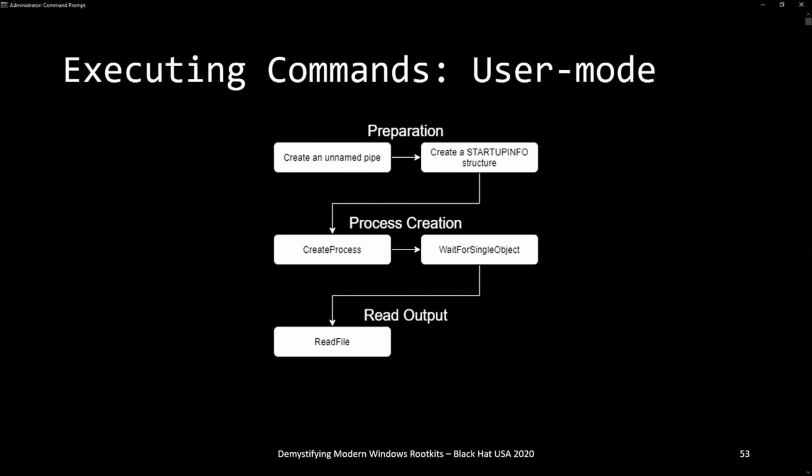And in the structure, you're going to set the standard error and standard output handles to the unnamed pipe you just created. And you can also set window flags, such as hide the window, so that the victim doesn't see the command prompt window being created. Once you set those structures, you just can call create process, and you can wait for it to exit using wait for a single object. Once the process is exited, you can retrieve the output of the process by calling read file on the unnamed pipe.